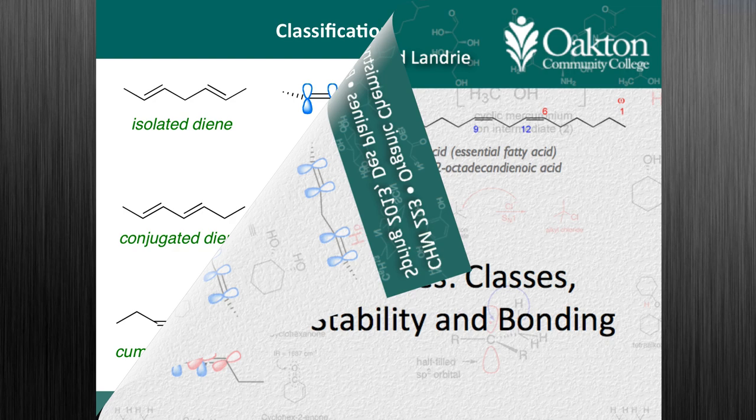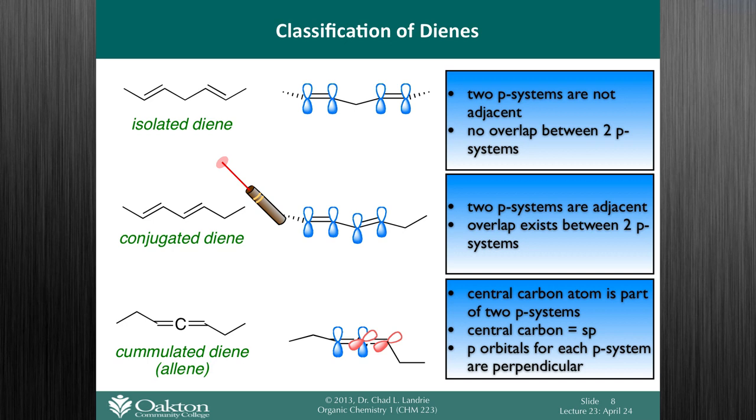Dienes can be classified as isolated, conjugated, or cumulated. In an isolated diene, none of the p orbitals in either pi system are able to overlap with each other. In this case, there's a methylene group in between these two pi systems, so there can be no overlap.